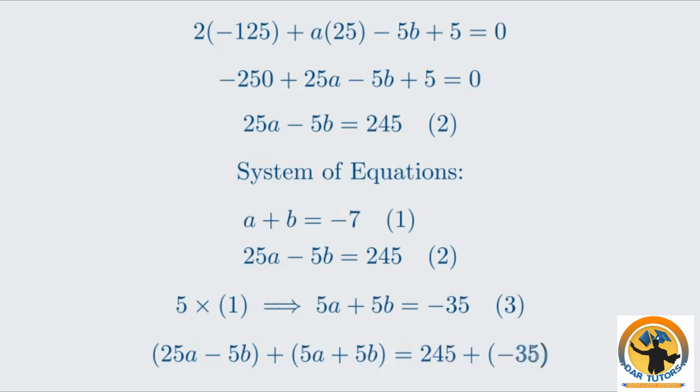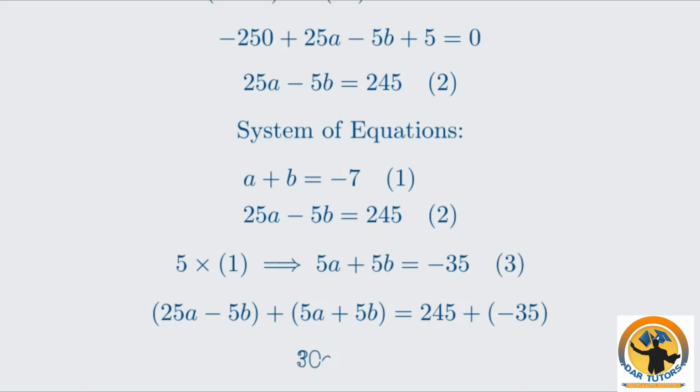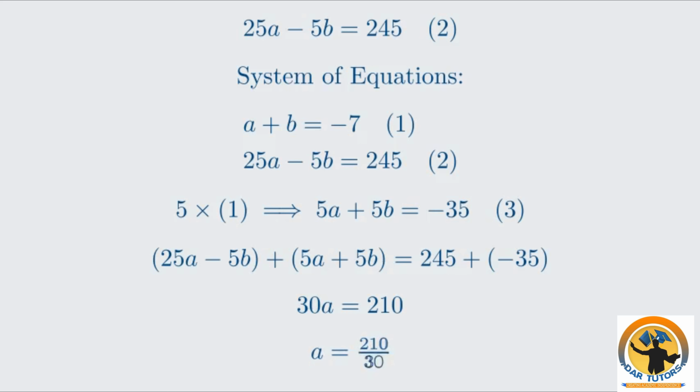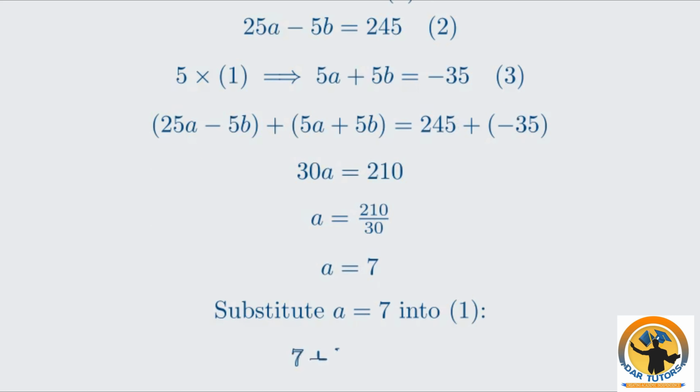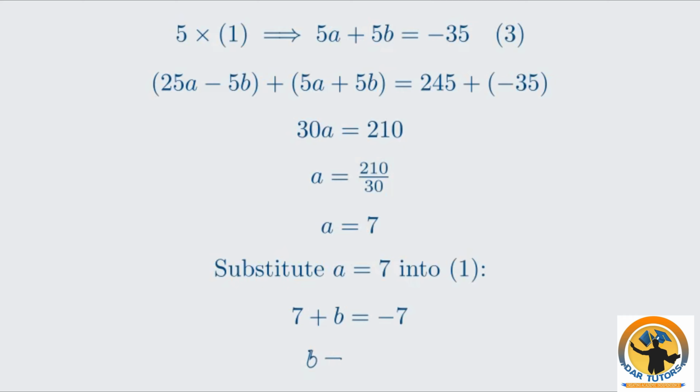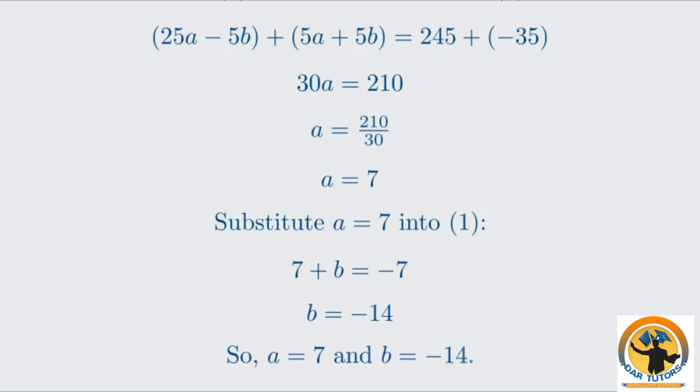Adding the equations, we get 25a plus 5a, which is 30a. The b terms cancel. And 245 plus negative 35 is 210. So 30a equals 210. Dividing by 30, we find that a equals 7. Finally, we substitute a equals 7 back into equation 1 to find b. 7 plus b equals negative 7. Subtracting 7 from both sides, we get b equals negative 14. So, the constants are a equals 7 and b equals negative 14.